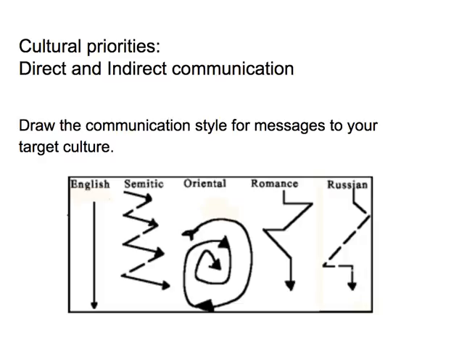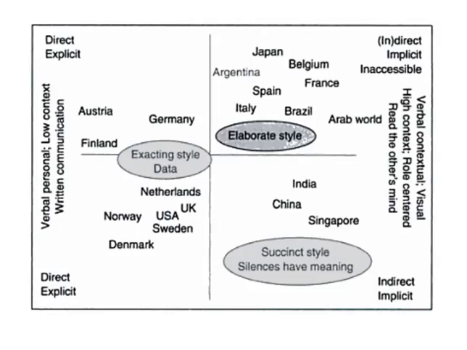incredibly direct with that. You may also recall this visual from a while ago, the different types of communication, whether direct and explicit or indirect and implicit again. Where does your target culture fall? Where do you fall in terms of your work on teams? What is your negotiation style?